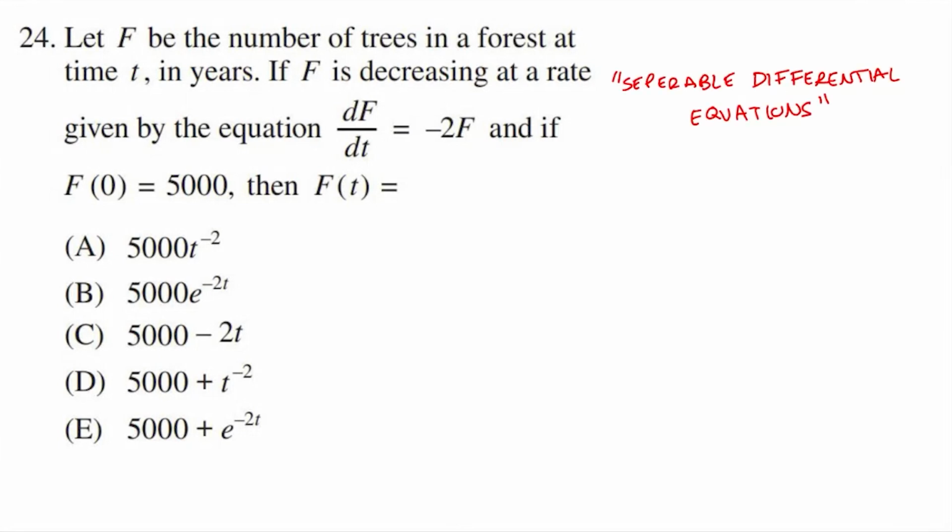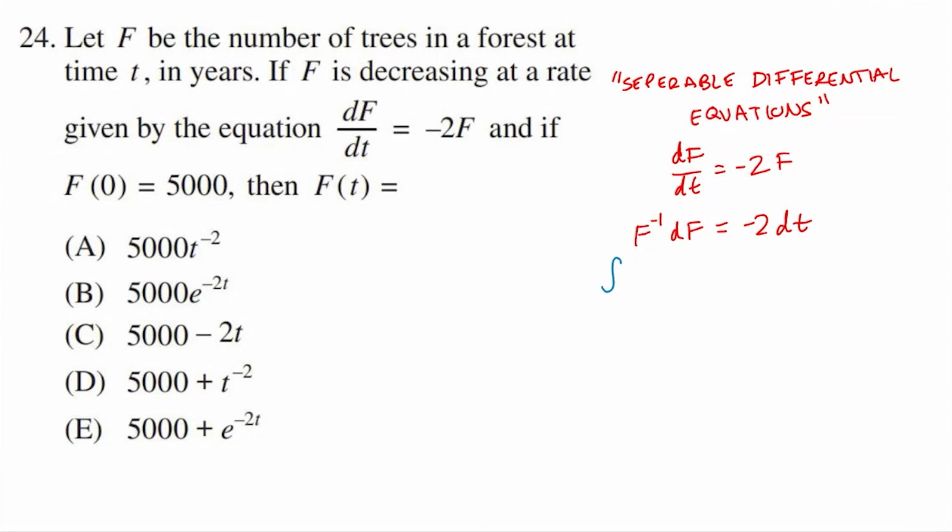We need to bring our f's to one side and our t's to the other side. To execute this technique, I'm going to start by rewriting the original equation and then bring all the terms that have f to one side and t to the other side. So I'll divide both sides by f to get df divided by f, or df times f to the negative 1. And on the right-hand side, multiply by dt to get negative 2 dt.